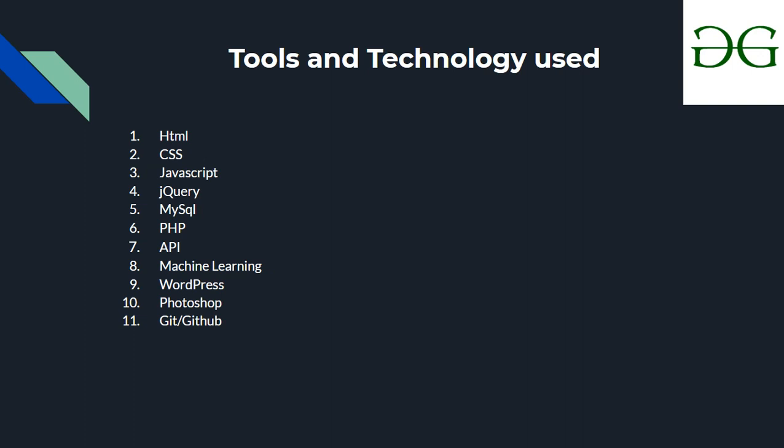Tools and technology used. First, HTML. Second, CSS. Third, JavaScript. Fourth, jQuery. Fifth, MySQL. Sixth, PHP. Seventh, API. Eighth, machine learning. Ninth, WordPress. 10th, Photoshop. 11th, Git and GitHub.